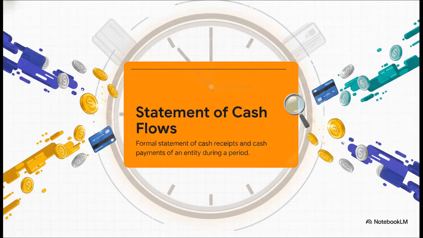So looking at the formal definition here, we're setting some extremely strict boundaries. We're solely tracking cash receipts, our inflows coming into the business, and cash payments, our outflows leaving the business. And it only tracks these movements during a very specific time frame, like a single month or a fiscal year. If physical cash didn't change hands during that exact window, it does not belong on this statement, period.